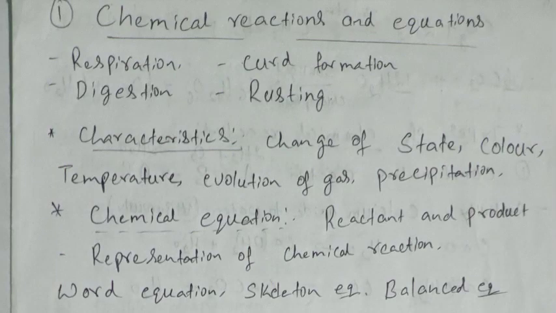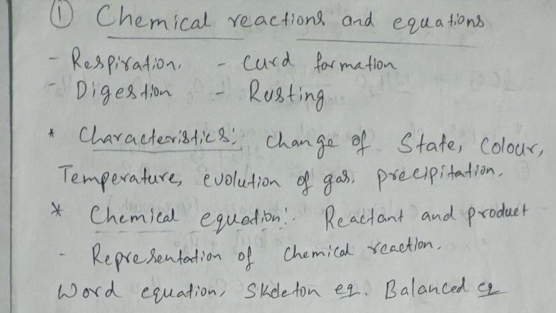Chemical reactions and equations. This is the first chapter in 10th standard science. We have to know about physical change and chemical change. This is the 7th standard science chapter, so that chapter is the basis for this one. First of all, we have to know some examples of chemical reactions. Those are respiration, digestion, curd formation, and rusting.